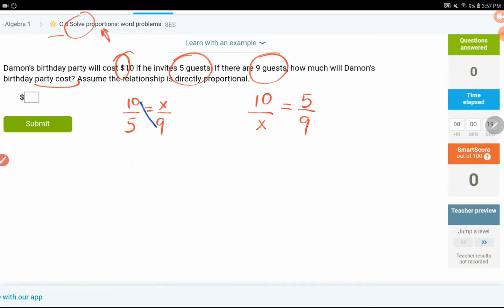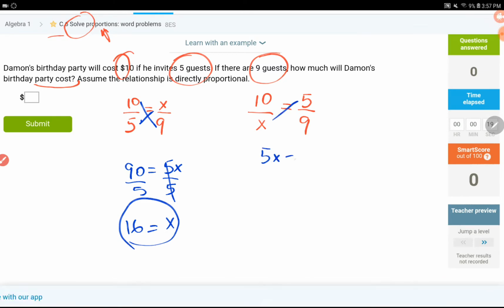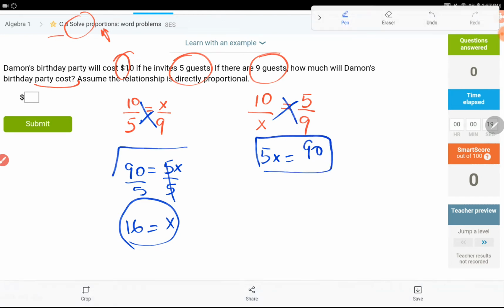Multiply these two. We have 90. 5 times x equals 5x. Divide each side by 5. So x would be equal to $16. Once again, you can also use this proportion. 5x equals 90, which is the same equation that we had over here, so it doesn't matter.